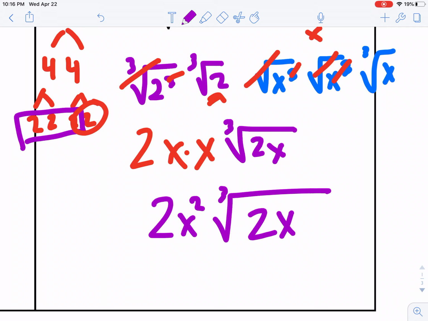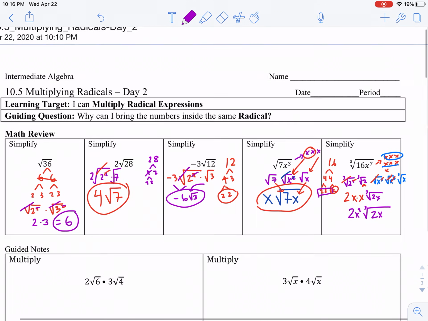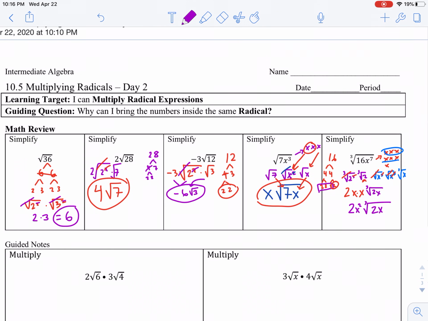Okay. Again, this is what we did last week. This is a review of simplifying radicals. It's essential that you know how to do this. It makes the assignment so much easier.